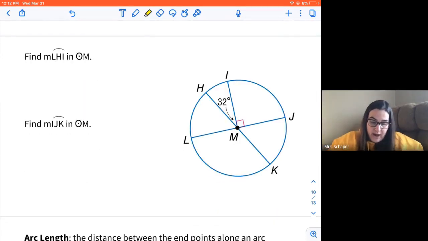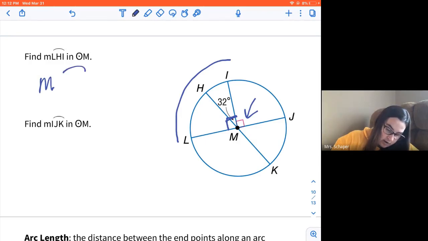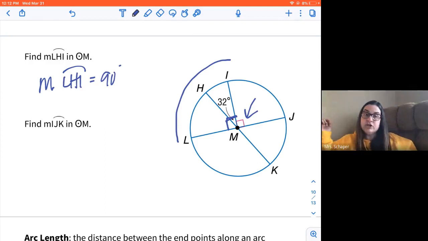So if we want to find LHI, I start at L through H to I. I want to find that measurement. Well, I know that IM is a radius and LJ is a diameter. I know that this is a 90-degree angle, which makes this a 90-degree angle. So the measurement of arc LHI is 90 degrees.